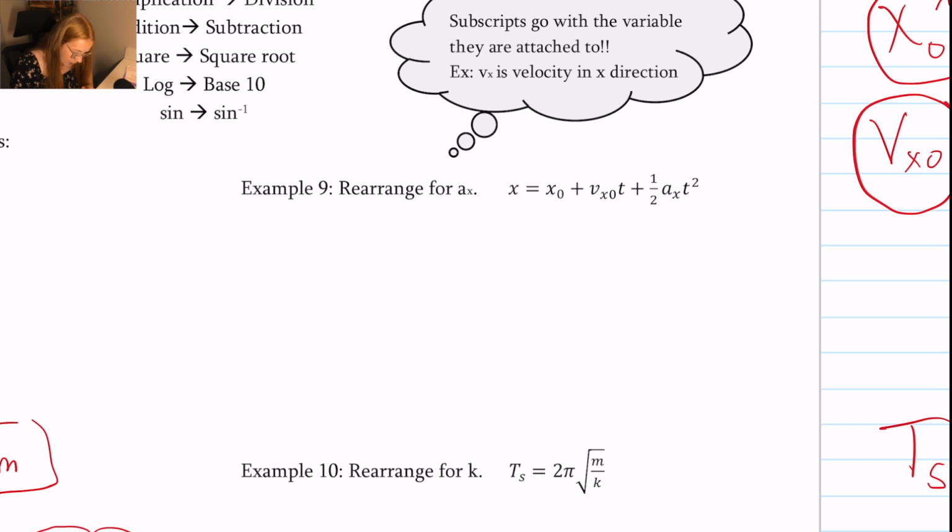Okay, rearrange for ax. Now this one's similar to the last one. We do have some addition, so those little groups will be easy. I can move them over by subtracting. But once I get those moved over, I do have a 1/2 and a t squared. So this one is a bit more difficult. Let's just start with what we know.